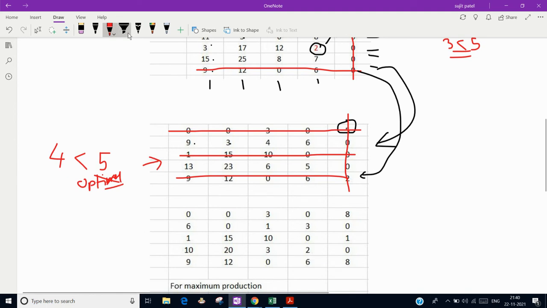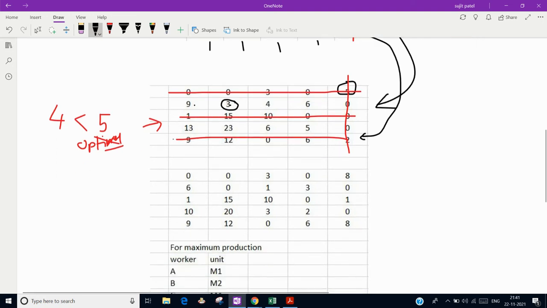Now what to do? Select the element which is the minimum from the uncovered elements. So it is 3. So subtract 3 from the uncovered elements and keep the lined elements as they are, and at a junction point add that minimum element. So by doing this we are getting this matrix.